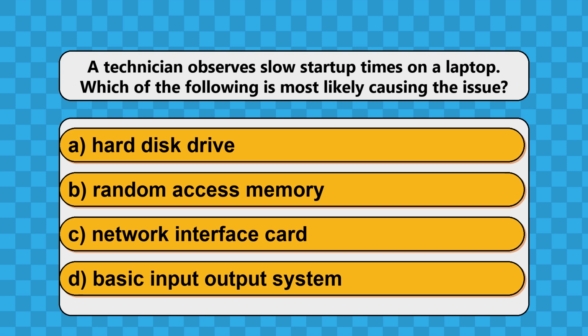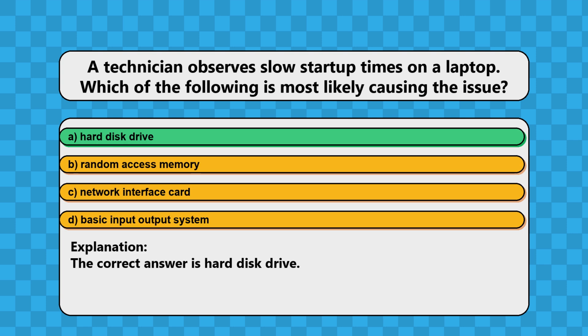Option B. Random access memory. Option C. Network interface card. Option D. Basic input-output system. The correct answer is option A. Hard disk drive. The correct answer is hard disk drive.